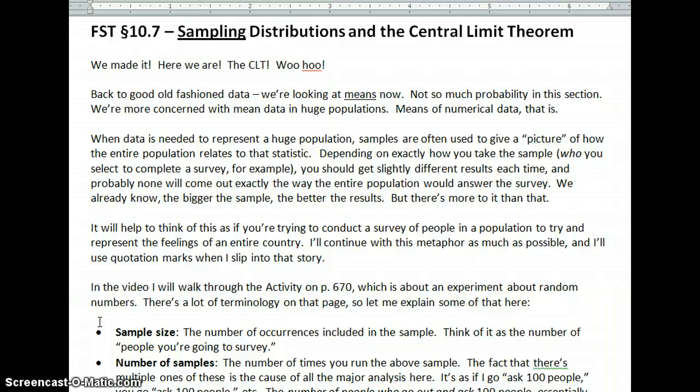Alright, so this will be the last new section that I'm making a video for this year. It's about the central limit theorem, which is kind of like the whole point of this chapter. Central limit theorem is really good stuff.